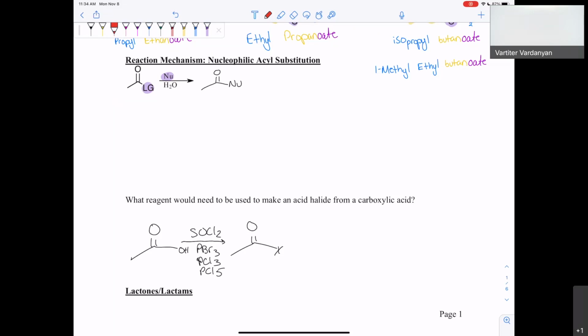Yes. Exactly, because we specifically have to use one of these, and all of these have to have an OH to turn into a halogen. Good question.